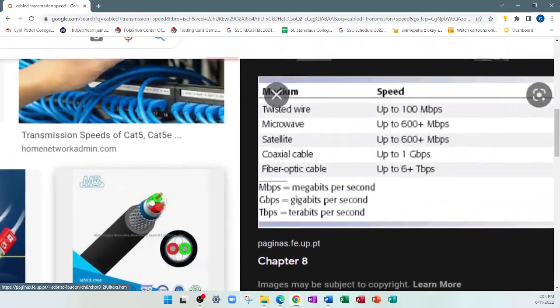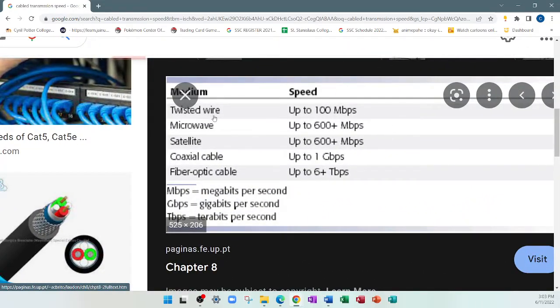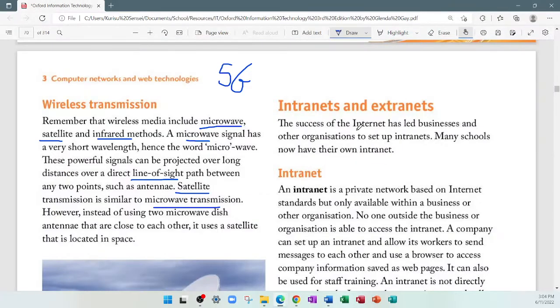Yeah, so this is a good diagram here. The twisted pair can allow up to 100 megabits per second. If you're using microwave, it can give you 600 megabits per second. If you're using satellite, 600 and above. If you're using coaxial, it can give you 1 gigabyte and more. And if you're using fiber optic, notice it's giving you over 6 terabytes. So fiber optic is actually the fastest that we have at the moment. Great, so that's our transmission speeds there.